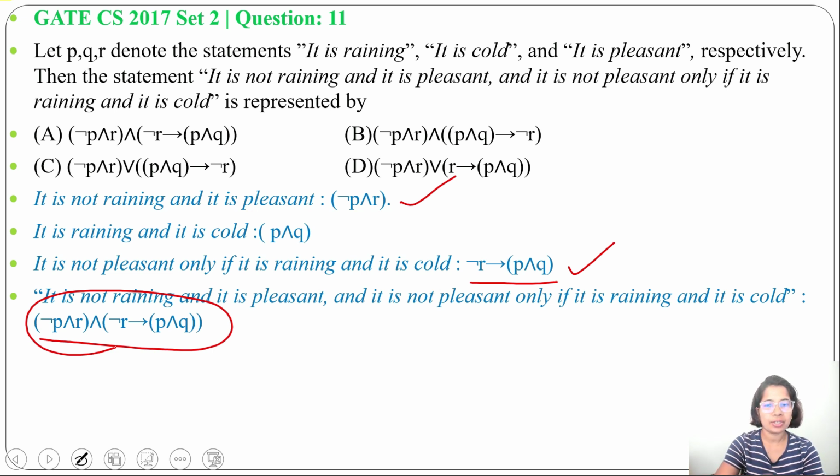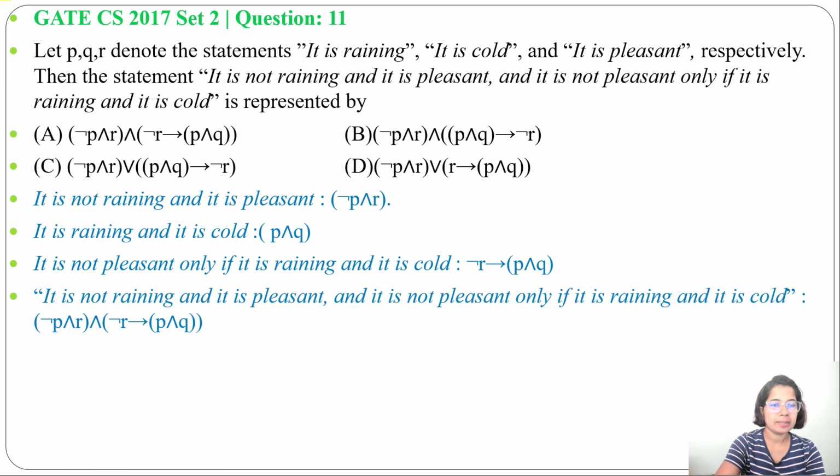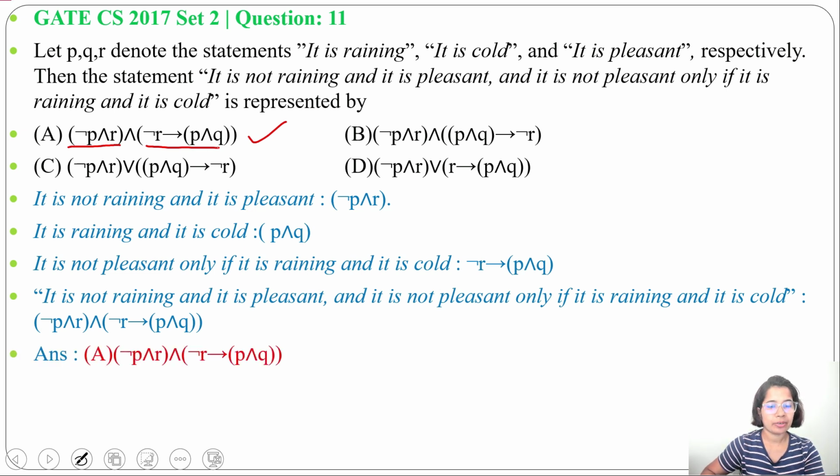Now check in which option it is present. It's present in option A. So negation P and R and negation R implies P and Q. The answer will be option A. All the first parts are correct, negation P and R, but the second parts are wrong. So due to the second part, the answer will be option A.